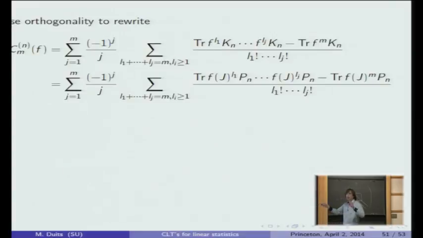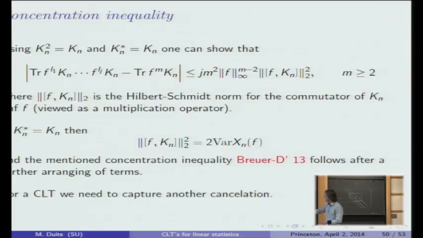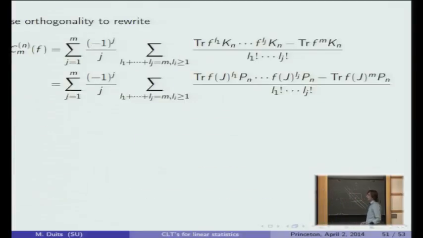Okay, so note that I haven't used anything on the kernel other than the fact that it's an orthogonal projection. This is why the concentration inequality is general. So now let's use the fact that we have the orthogonal polynomials. Then I write each trace here as the trace of f(J). I just realized that this f was a multiplication operator, multiplication by x, that's what J is.